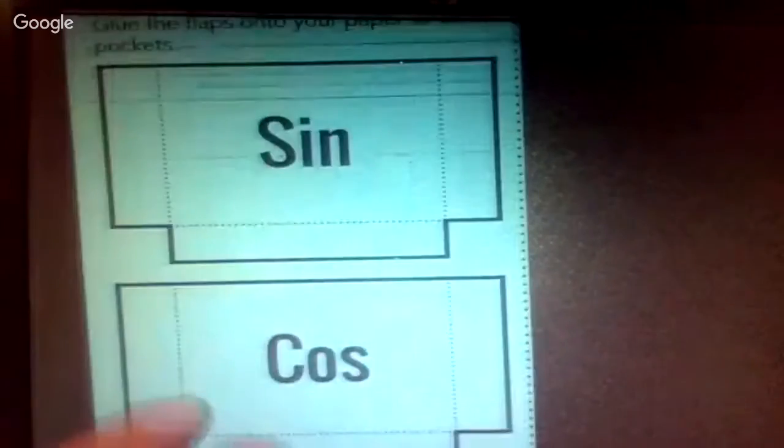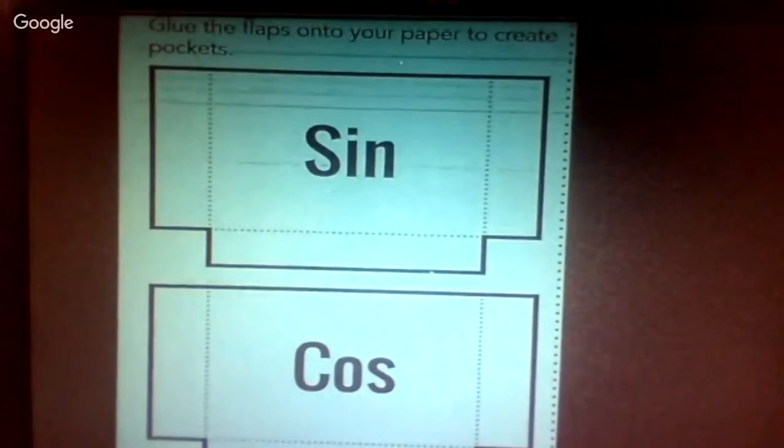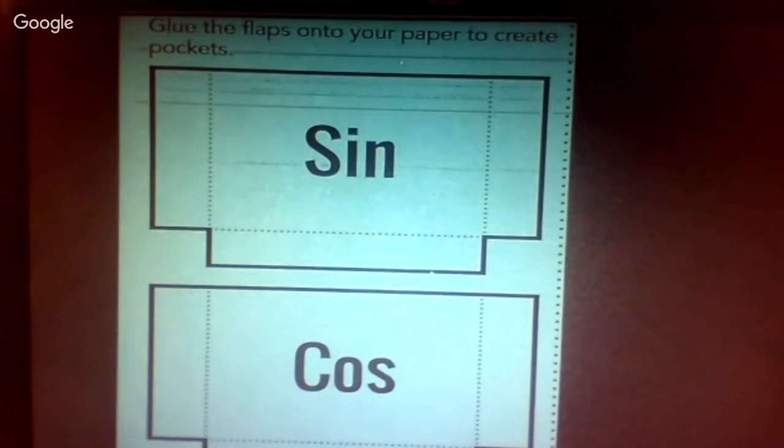Okay, the last thing I need you to cut out today is this piece. You are cutting around the dark, bold lines of each one. So you will have a sine pocket, a cosine pocket, and a tangent pocket.